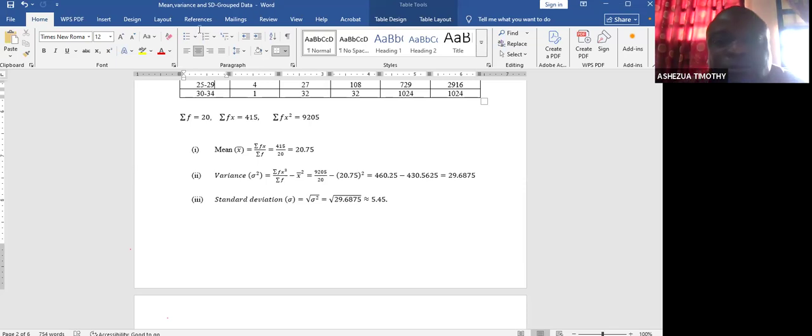Now, 20.75 squared simply means 20.75 times 20.75. You subtract, and when you do this small algebraic computation, you arrive at 29.6875. Any issue, ladies and gentlemen?